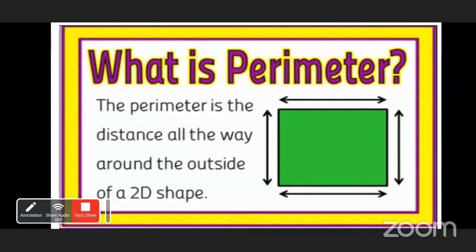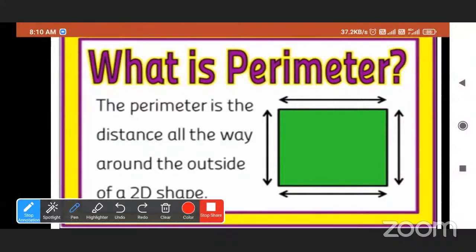See here, what is perimeter? Children, read the definition. The perimeter is the distance all the way around the outside of a 2D shape. Okay, see here, the shape is given, and perimeter means the sum of all lengths of the boundaries. By adding all of these sides, we will get the perimeter of this figure.